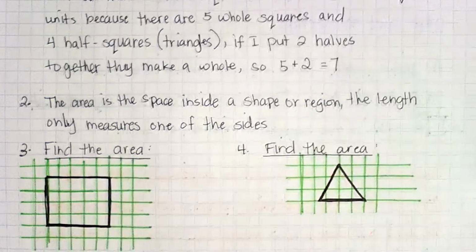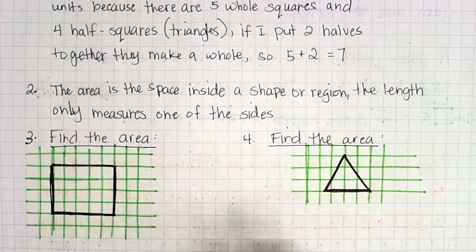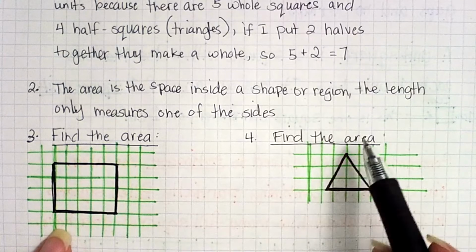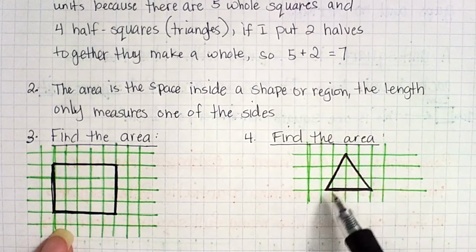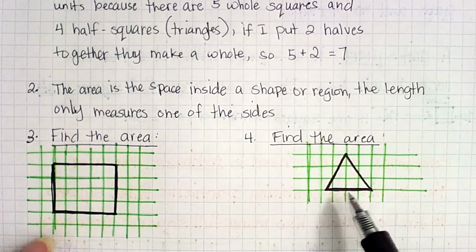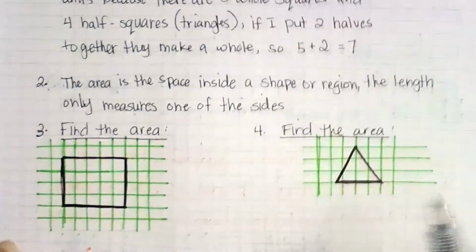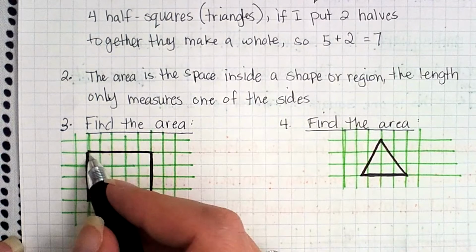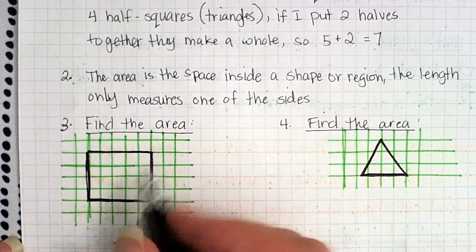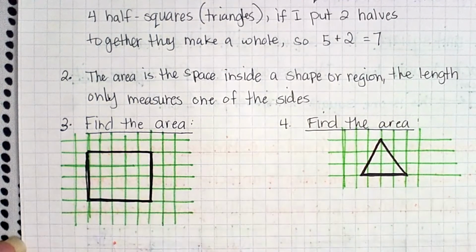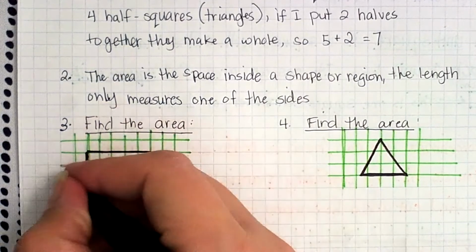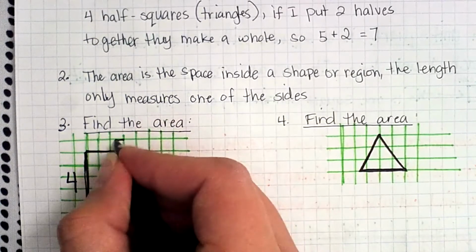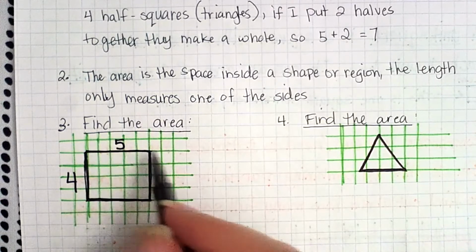Now for numbers 3 and 4, it said find the area of these shapes. So this we can see is a regular shape. This one, we see it cutting across different squares. So this one, we're going to have to estimate to find the answer. Now for this one, let's count how many units it is down and how many units across. So it's 1, 2, 3, 4. So this is going to be 4 units down, and 1, 2, 3, 4, 5. It's 5 units across. So I'm just counting how many squares.